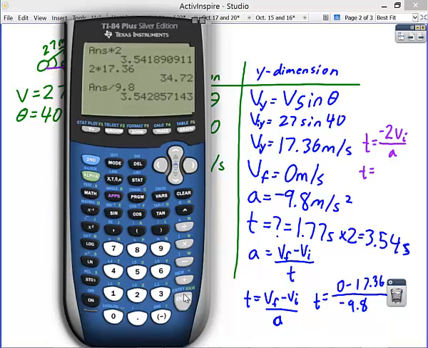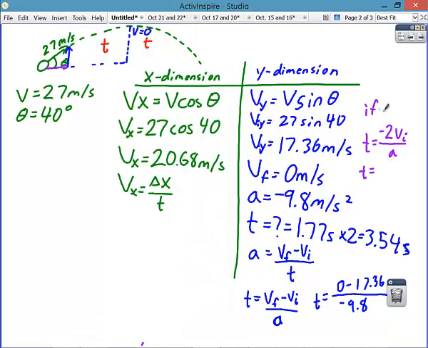So, 2 different ways that you can solve it, guys. This one's a little bit longer because it involves you actually multiplying by 2, and a lot of people forget to do that. This one is true if delta y is equal to 0. If delta y is equal to 0, so it starts off and it ends in the same place, then you can use that equation. And here time was equal to 3.54.